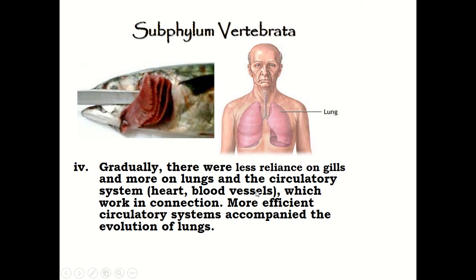Gradually they rely less on the gills, and more on the lungs and the closed circulatory system, which work in connection. This circulatory system is more efficient, accompanied by the evolution of the lungs.